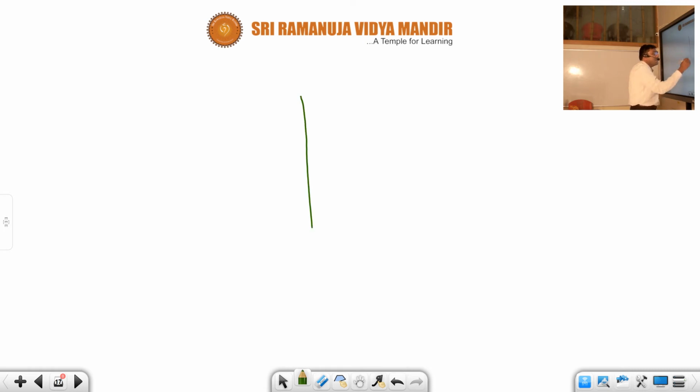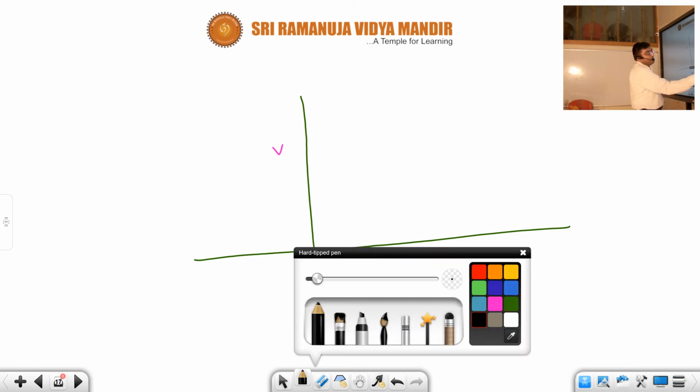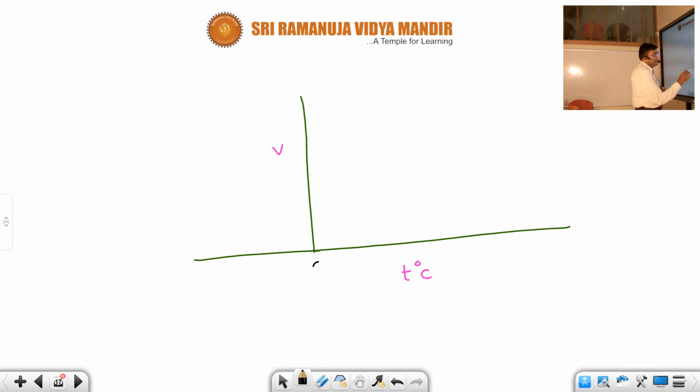In the graphical format, students try to understand now what is the meaning of this. Students, have a look here. The graphical format. You take the volume here, and you take the temperature in degrees centigrade. If you take the temperature in degrees centigrade, students, what you write here is this is 0 degrees. This is 273 degrees centigrade. This is minus 273 degrees centigrade.